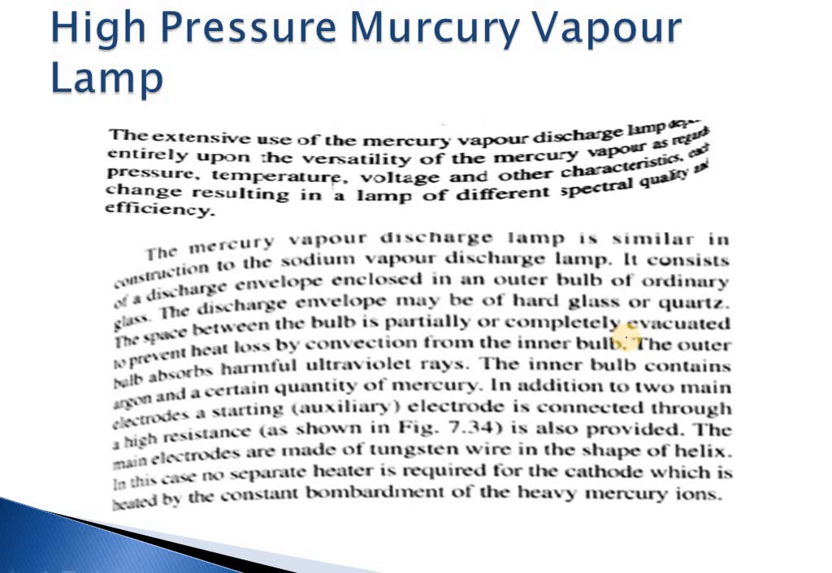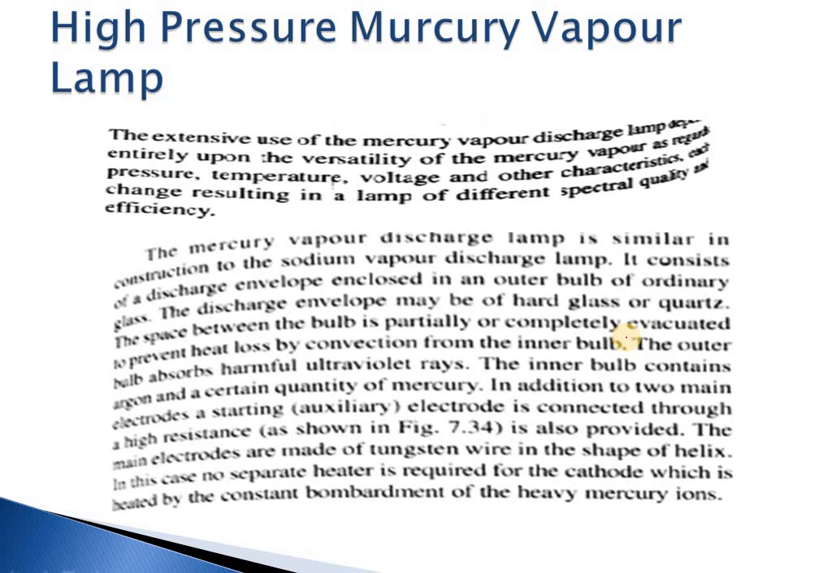The mercury vapor discharge lamp is similar in construction to the sodium vapor discharge lamp. It consists of a discharge envelope enclosed in an outer bulb of ordinary glass. The discharge envelope may be of hard glass or quartz. The space between the bulbs is partially or completely evacuated to prevent heat loss by convection from the inner bulb. The outer bulb absorbs the harmful ultraviolet rays.